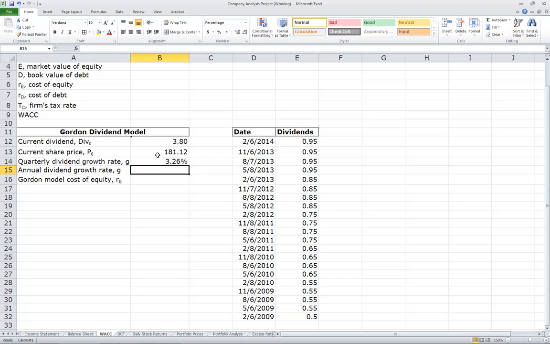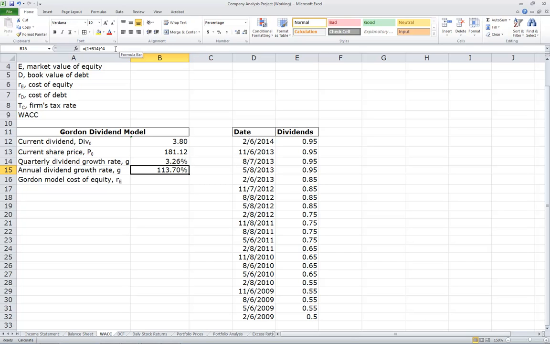So now we see that we have a 3.26% quarterly dividend growth rate, and we need to annualize that quarterly growth rate. And the way we do that is take 1 plus the quarterly rate to the power of 4, because there's 4 quarters in a year, and then we subtract 1 to turn it into a percent. If we don't subtract the 1, then we get 113.70%.